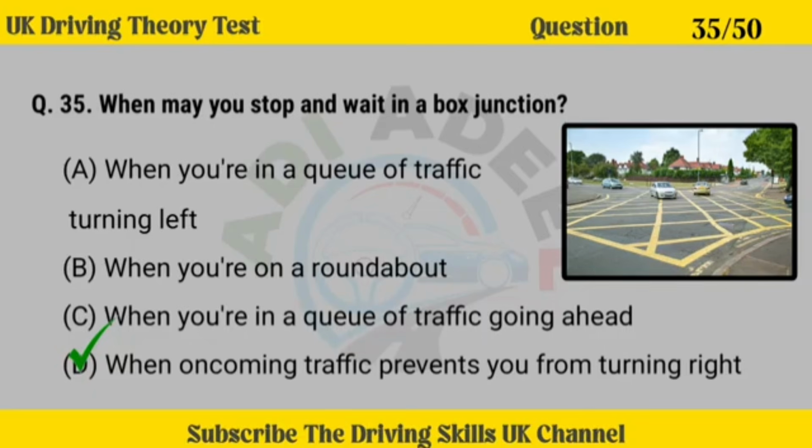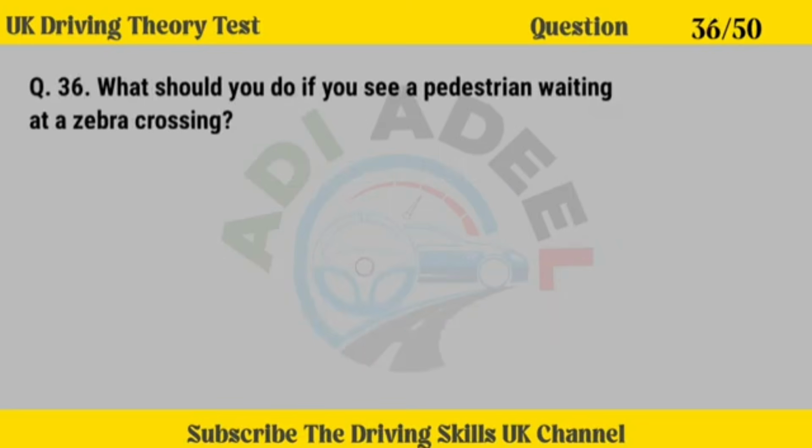The right answer is D. When oncoming traffic prevents you from turning right. Question 36. What should you do if you see a pedestrian waiting at a zebra crossing?